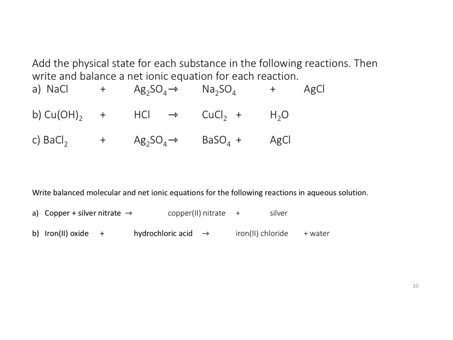Okay, our last slide. Add the physical state for each substance in the following reactions. Then write balanced net ionic equations. All right, so here it's nice because they've already predicted our products. Okay, so sodium chloride, sodium is group 1, so that's going to be AQ. Silver sulfate, remember the sulfates are typically solids. Exceptions are sodium, potassium, and ammonium. So this is a solid. Sodium sulfate, sodiums are always AQ. And chlorides are typically AQ, soluble unless they're with Pb, and Ag is silver. So that's a solid. And we want to balance.